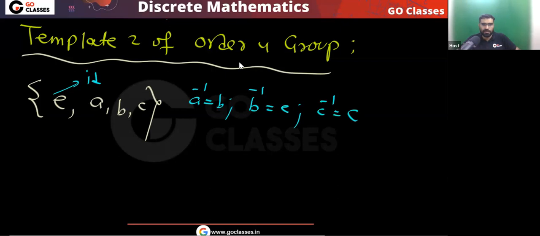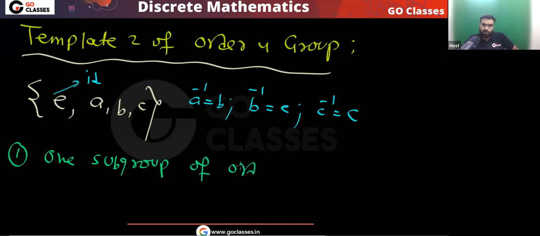Now you tell me one thing. For this template, what is going to change? In this template also, there is one subgroup of order 1. That will be the identity element itself. So this is correct.